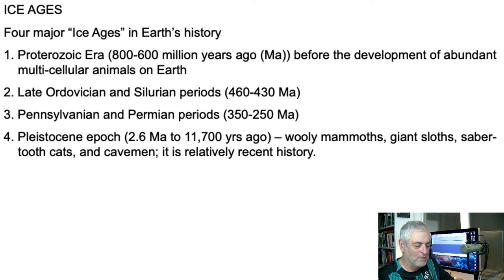Pennsylvanian and Permian. Now, we're getting closer, so we're roughly 350 to 250 million years ago. During the Pennsylvanian and the Permian, and actually it even extends a little bit earlier than that into the Mississippian. They call the Mississippian and the Pennsylvanian together the Carboniferous.